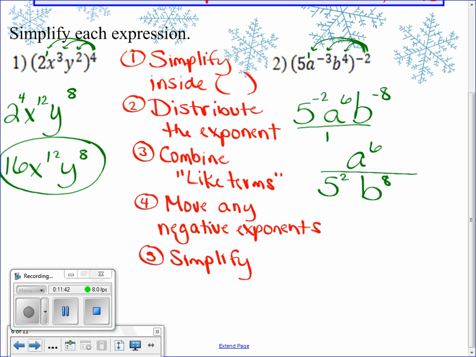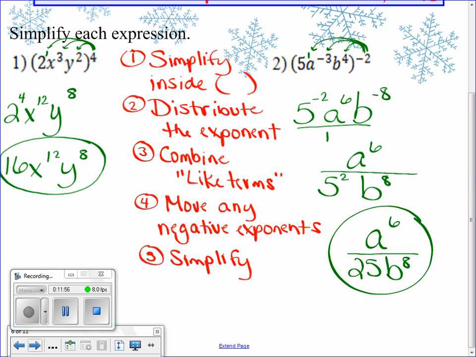So I got rid of my negatives. And then step 5, anything needs simplified? Good. 5 to the second, 5 squared. What is 5 squared? Good. 25, and then b to the 8. Not too scary so far? Some of them get a little frightening later, I'm not going to lie.